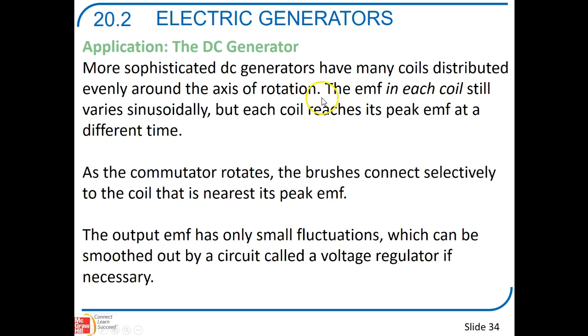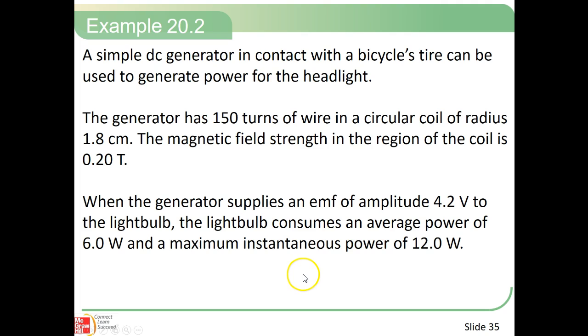More sophisticated DC generators have many coils distributed evenly around that axis, so that the EMF in each coil varies a little bit, but as each coil reaches its peak EMF at a different time, we get a pretty constant DC voltage as it goes through. And then therefore it really just has small fluctuations. We can use a regulator to keep that pretty constant.